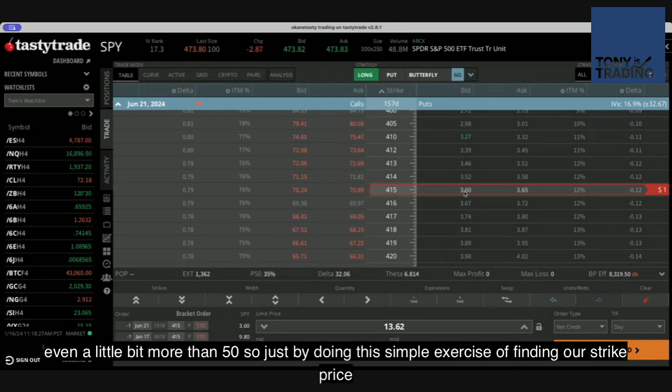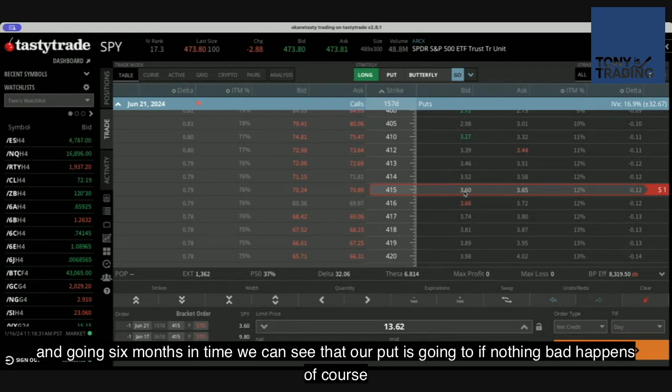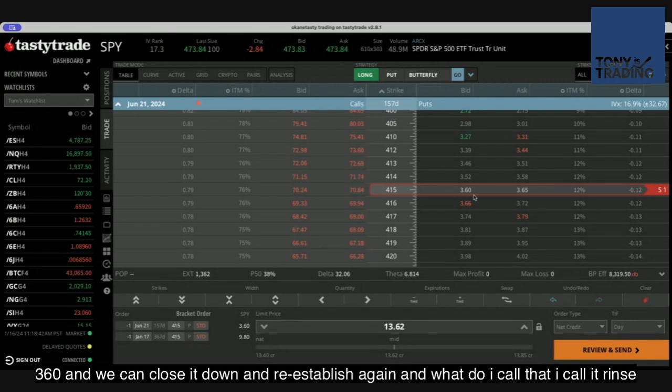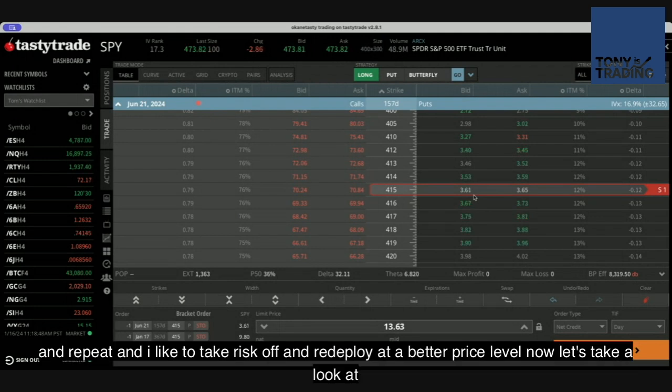So just by doing this simple exercise of finding our strike price and going 6 months in time, we can see that our put, if nothing bad happens, is not going to be worth 980. It's going to be probably worth 360, and we can close it down and reestablish again. And what do I call that? I call it rinse and repeat. And I like to take risk off and redeploy at a better price level.